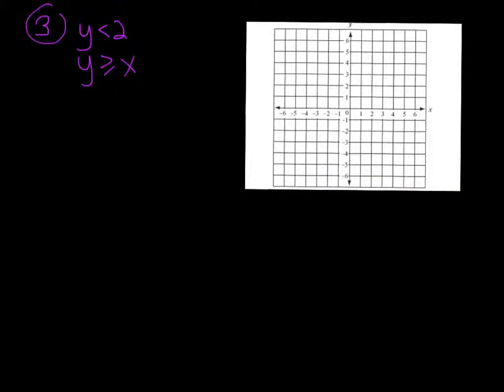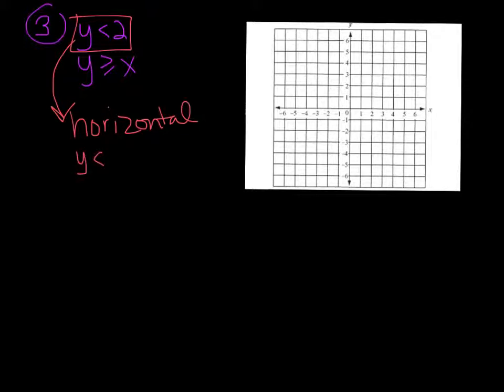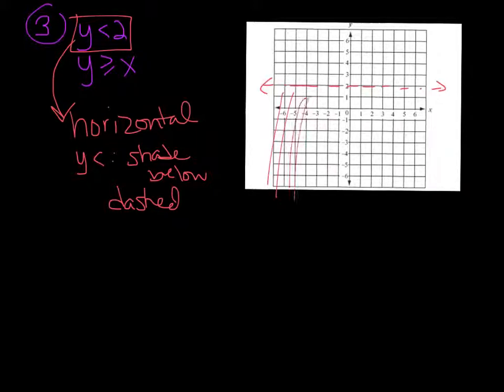So one more problem. For the first one, I have y is less than 2. You may or may not remember this, but this is actually a horizontal line. And it's going to be a horizontal line at 2. The other thing is that because we have y is less than, we are going to shade below. And we are going to have a dotted or dashed line. So what I'm going to do is I'm going to go up on the y-axis to 2, draw my dotted horizontal line, and then I'm going to shade below.